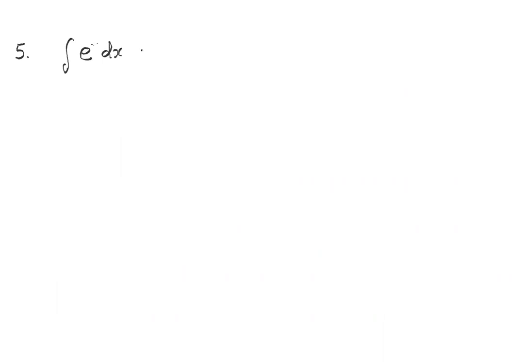what will your answer be? If I ask you for this, what will your answer be? Yes, thank you. Because e is a constant, there is nothing involving x, correct? Yeah, so it's e times x. We follow the second rule because e is a constant. Clear?